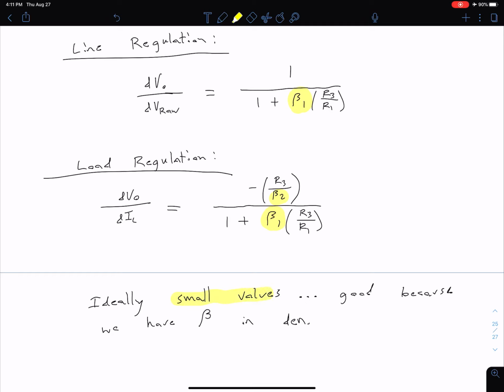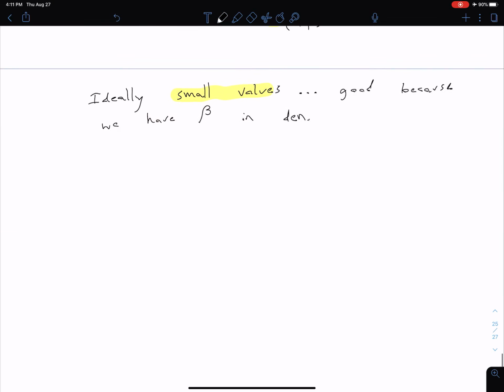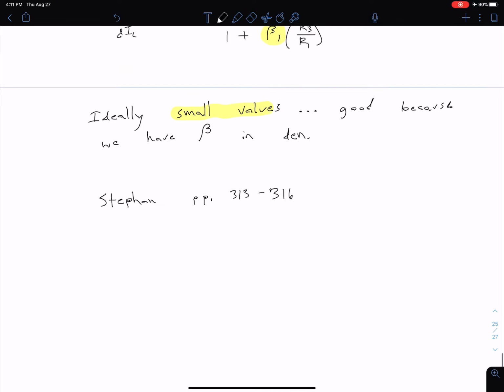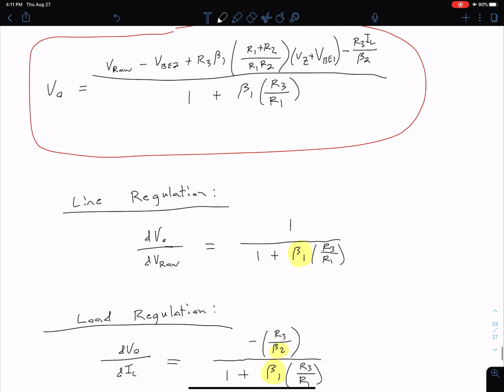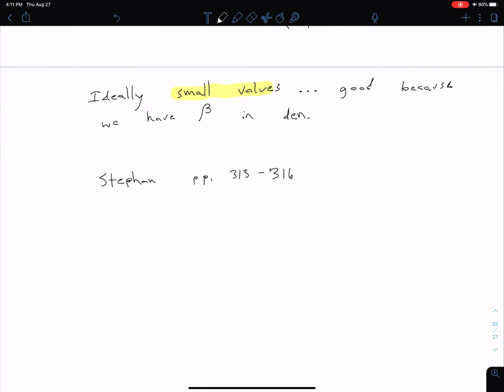Okay, so as I mentioned, in the Stephen textbook, in Carl Stephen, on pages 313 to 316, what he does is he compares these results here, I believe it's primarily these three equations, to results obtained using a simulation program. In this case, he uses Multisim to simulate that. And we see that it agrees pretty well with our hand calculations up to a point.